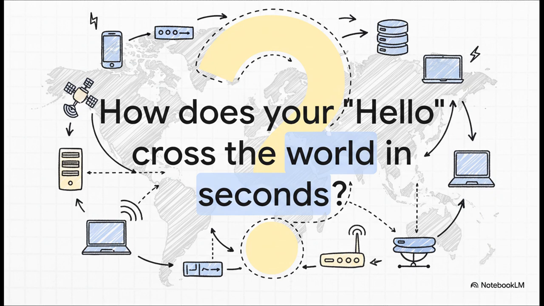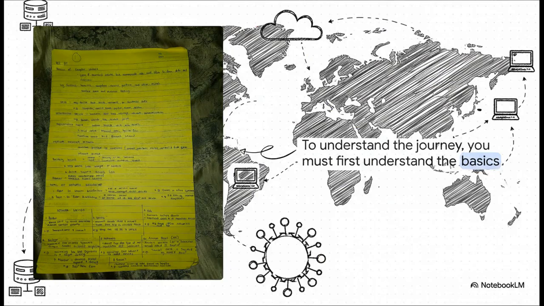It feels like magic. You tap send, and poof, it's there. But it's not magic at all. It's actually this incredibly well-designed system of rules and a massive global infrastructure that we call a computer network. So, to really get how this journey works, you first have to understand the map of this digital world. And that map? Well, it all begins with a pretty simple idea.